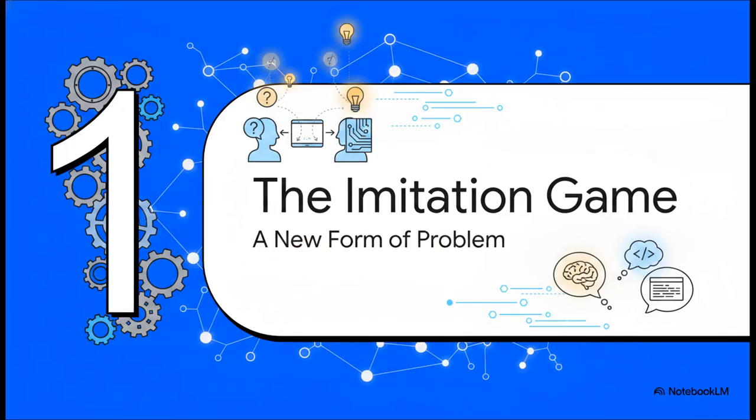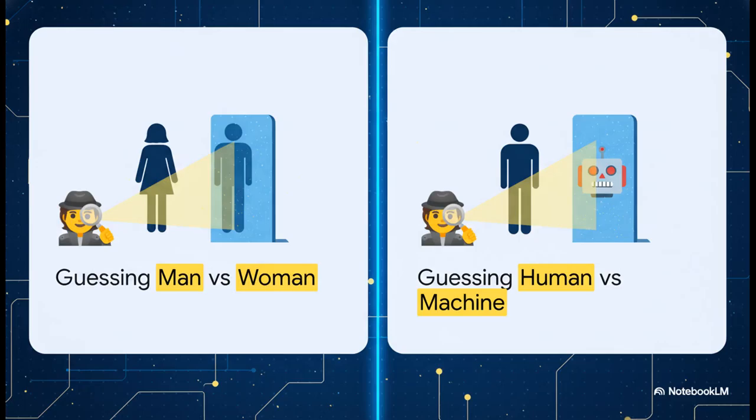Section 1. The imitation game, a new form of the problem. So Turing's brilliant method completely bypasses those endless circular philosophical debates about what thinking actually is, and he does it by basing his idea on a common party game. In the original setup of this game, an interrogator tries to guess who is the man and who is the woman, but Turing introduces a new problem by swapping out the participants. Now, the interrogator must guess who is the human and who is the machine.